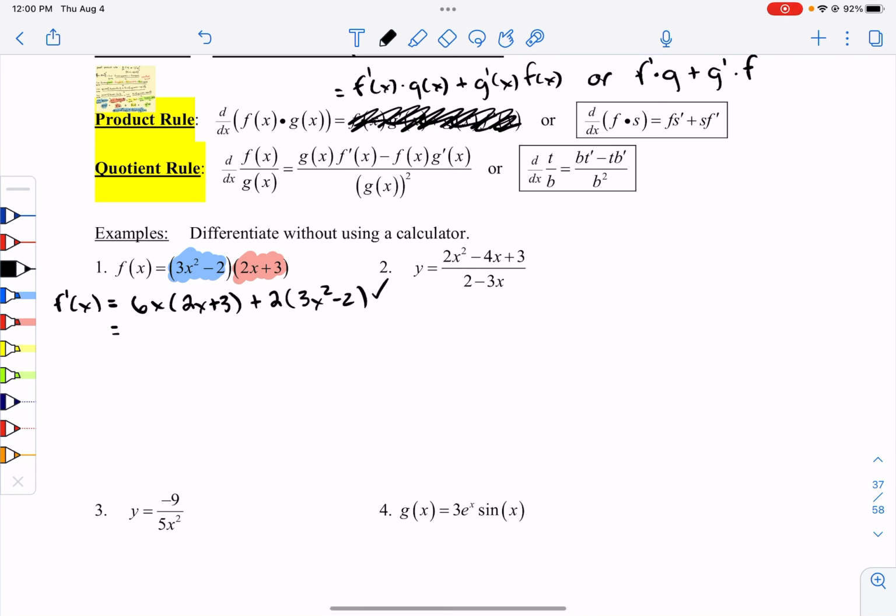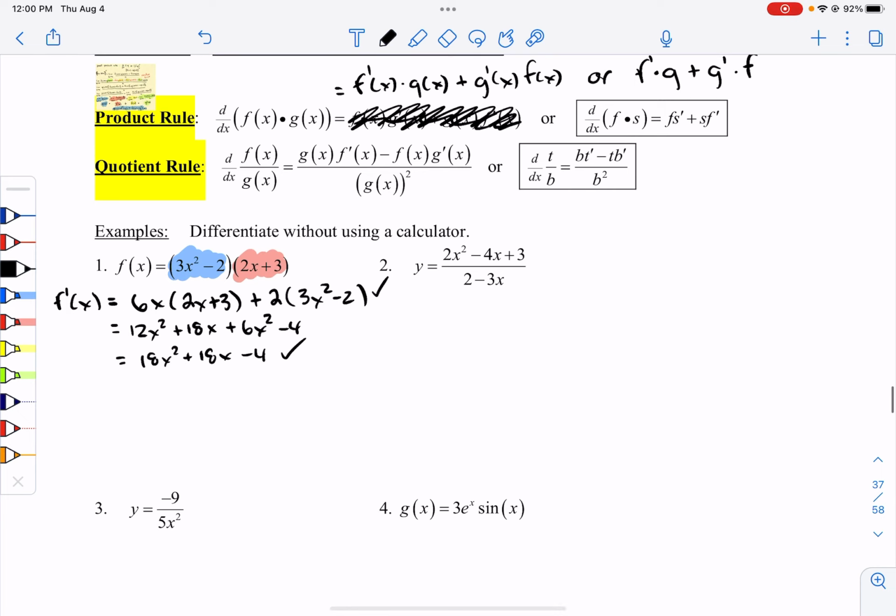They might go, 12x squared plus 18x plus 6x squared minus 4, which simplifies to 18x squared plus 18x minus 4. Either of those answers works. If you don't have to simplify it, please don't. Just stop. On your homework, I'm not going to ask you to go all the way to the end. If you can write that first line, that's all I need to see. I don't need to see you simplify it all the way down.